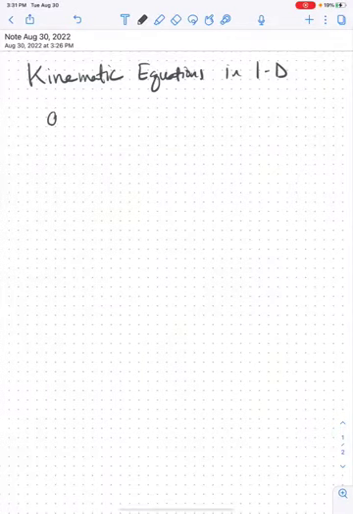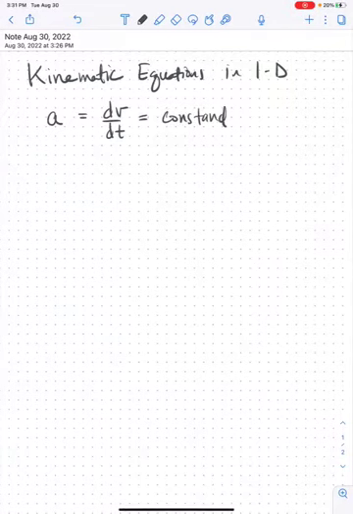So we're going to start by reminding ourselves that the acceleration is the derivative with respect to time of the velocity. And for the kinematic equations, we're going to have constant acceleration. So this acceleration A is just a constant. V, however, is a function of time, and X is a function of time. Okay, so we want to keep that in mind as we write.